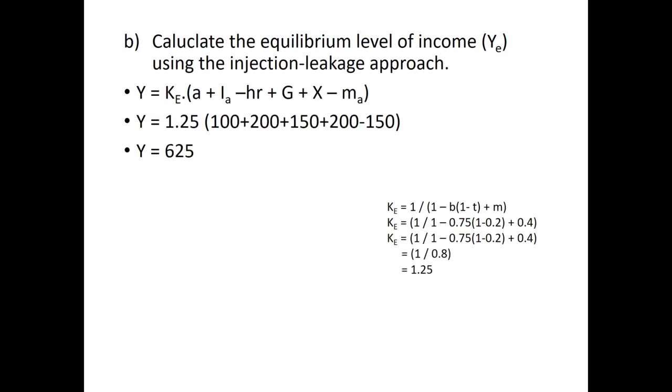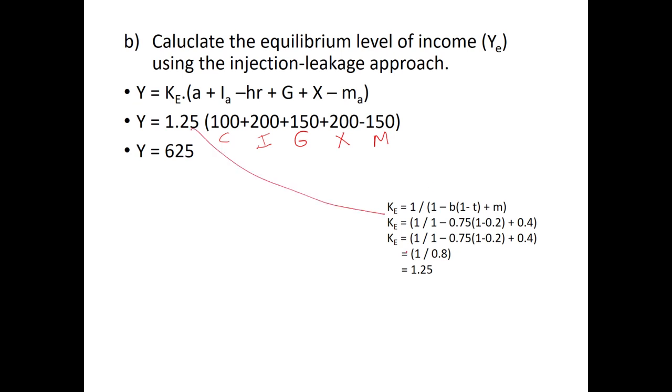We can also ask you the same question and say, use the injection leakage approach. That's the other way of saying use the multiplier approach. It's also easy. You have all the autonomous components of spending right over here: the consumer spending, the investment spending, the government spending, the exports minus the imports. And you take these autonomous components and you multiply that with the multiplier, which is calculated over here.